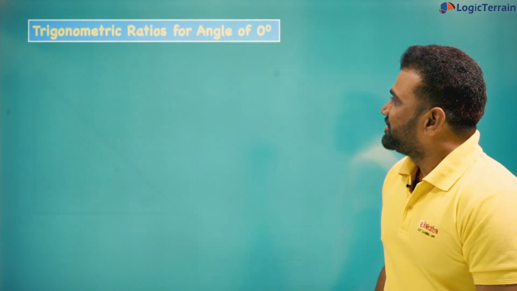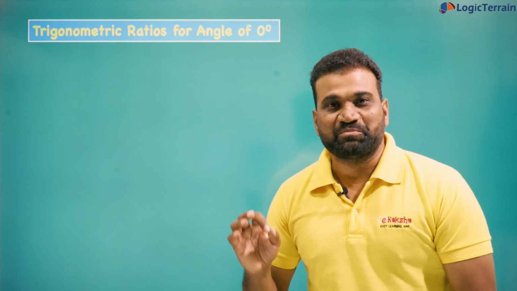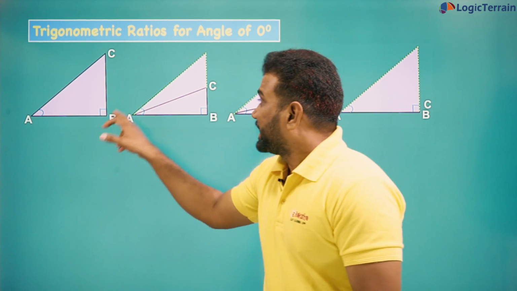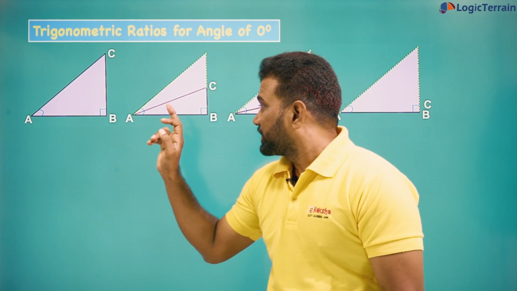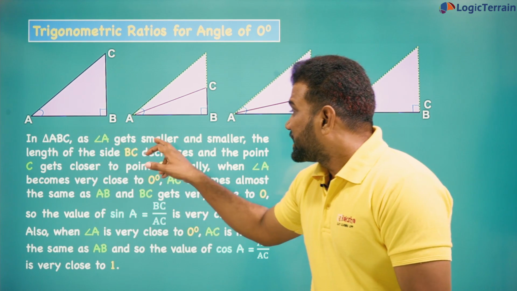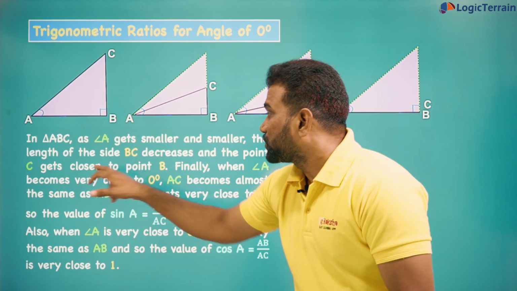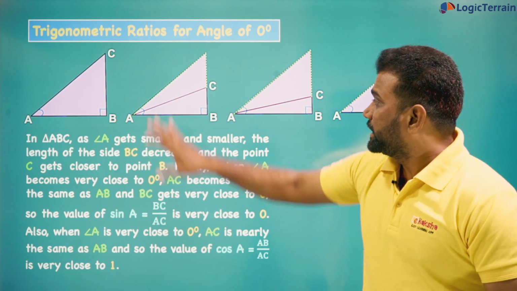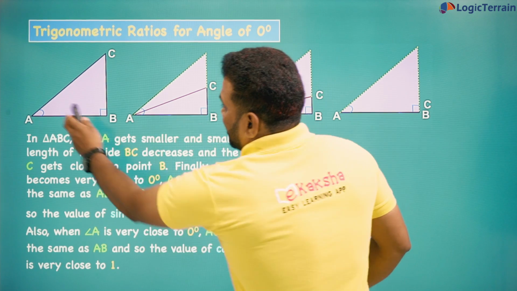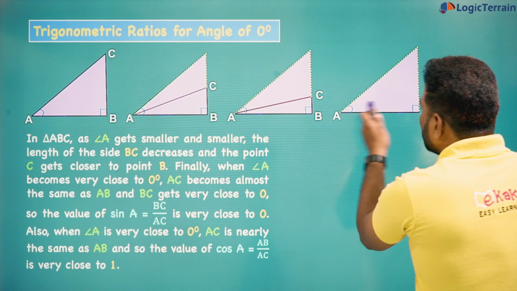Now let's derive trigonometric ratios for the angle of 0 degrees. Very tricky, please concentrate. So here is the diagram. Triangle ABC, right angle at B. In triangle ABC, as angle A gets smaller and smaller, the length of the side BC decreases and the point C gets closer to point B. Here you can see, initially angle A is this much, then this much, then this much, then almost 0.